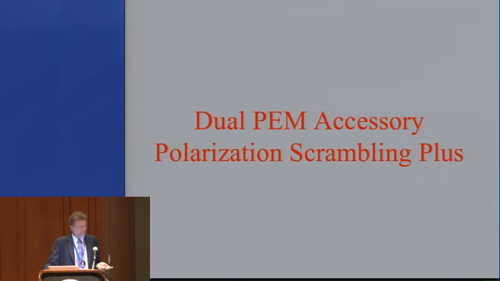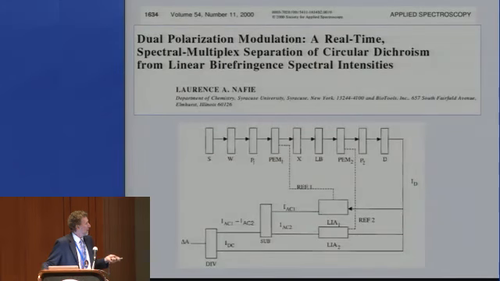And now we're just going to move a little bit ahead to another advance that took place a few years after the commercialization, which was polarization scrambling with the dual PEM system. This was published in Applied Spec in 2000. And the idea was to add a second PEM, a second lock-in, and to subtract the interferograms of the two lock-ins before even any further processing. And this got rid of baseline instabilities and baseline birefringence, which advanced and further stabilized FTVCD measurements.